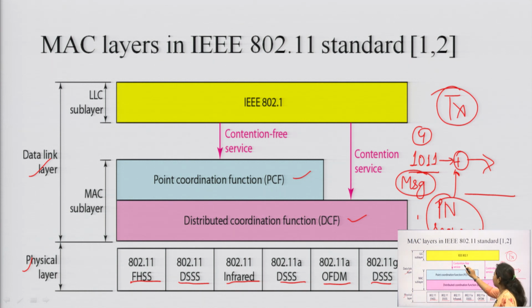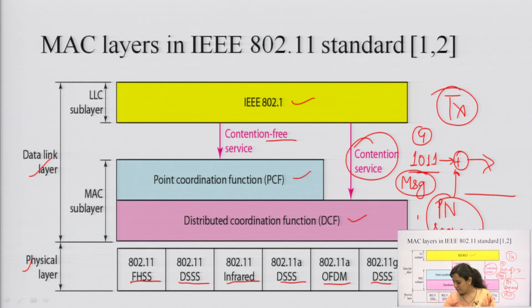This is contention free service. Contention free service means there is no traffic, and there is no problem of over-accessing of the channel in that case. This contention free service has been provided between these two layers, and contention service means there is a problem of traffic which has to be taken care of. Then the LLC sublayer is denoted by this one, that is the IEEE 802.2 standard.